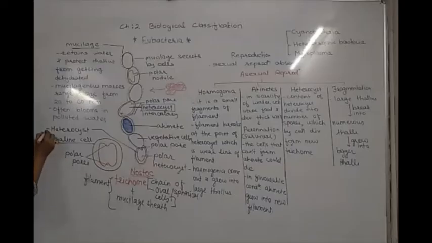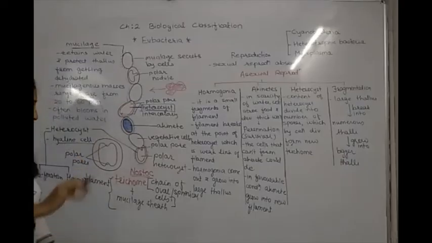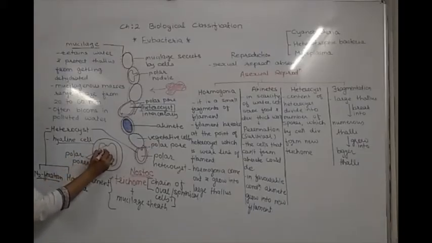So the two functions of the heterocyst are nitrogen fixation and the formation of hormogonia. What is hormogonia? We will understand that in asexual reproduction. Now see here about the nitrogen fixation. In heterocysts, the nitrogenase enzyme is present.